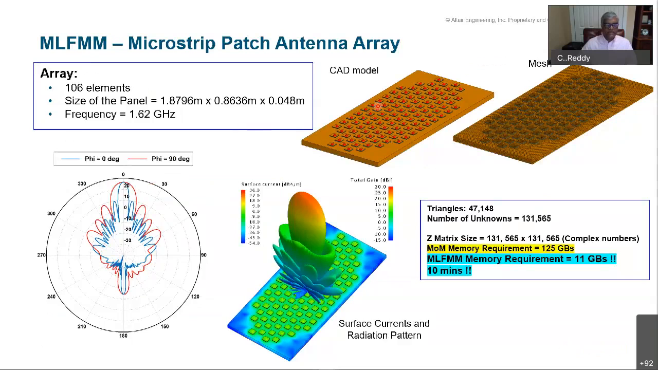So if you take the same example that we have taken before, the 10^6 elements array on a plate, now we are able to solve this problem with 11 gigabytes of memory in 10 minutes. That's a big jump down from the 125 gigabytes that method of moments required. So you may even be able to solve this on a laptop rather than having to go to a bigger computer or an HPC kind of thing.